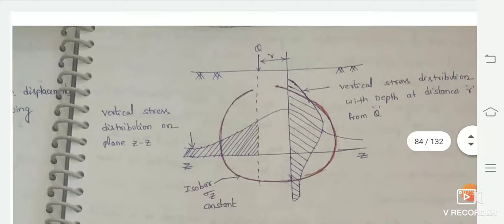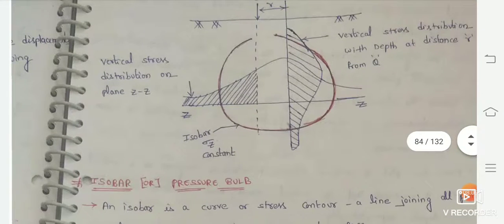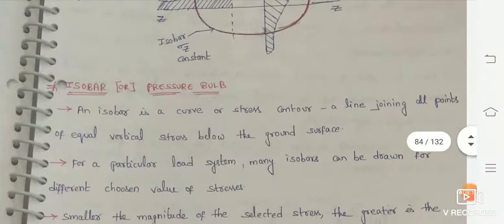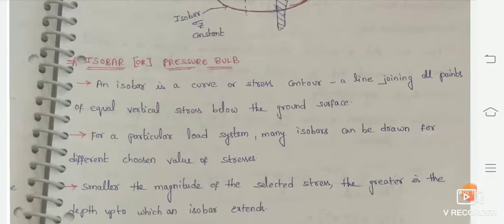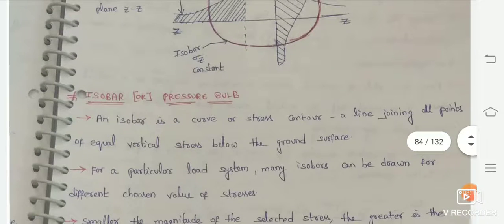If you see this diagram, all the vertical stress distribution is taken along the z axis, q is the point where the stress distribution is taken, r is the radius, and the red line indicates an isobar. How this isobar and pressure bulb are taken into consideration, we will see in the next session.